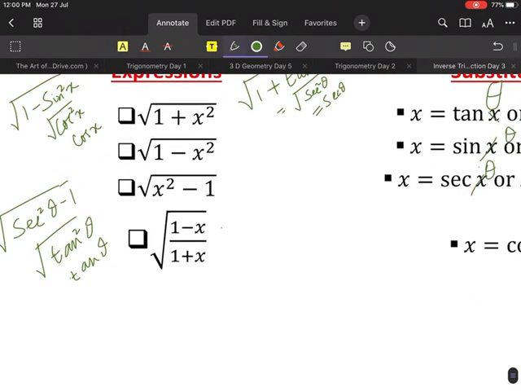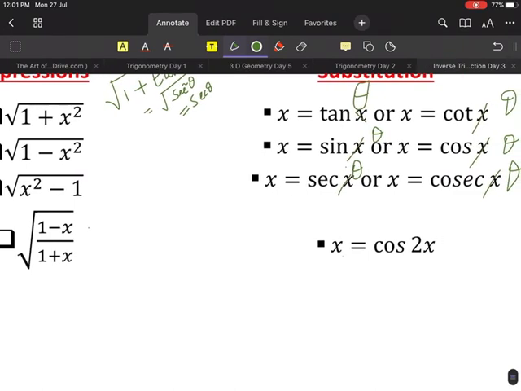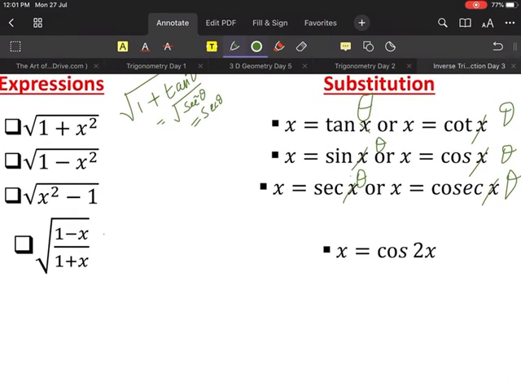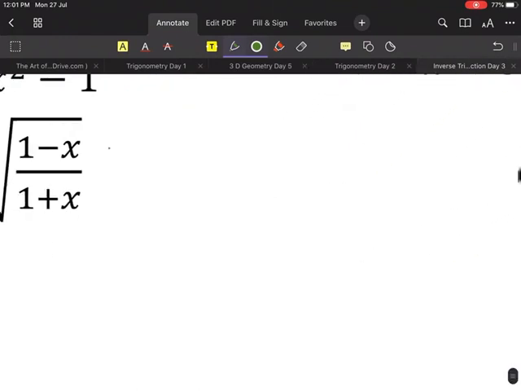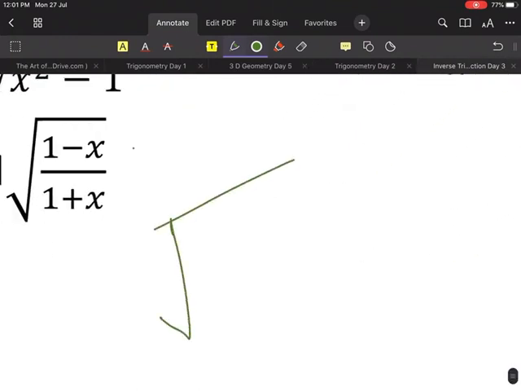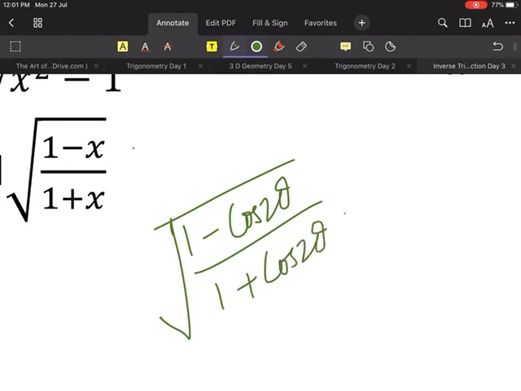And so the last one. Now, if I have root over of 1 minus x divided by 1 plus x, an expression like this, then I will substitute x as cos 2 theta. Am I clear? Now let's see what happens if I substitute cos 2 theta. It becomes root over of 1 minus cos 2 theta divided by 1 plus cos 2 theta. Clear, everyone?